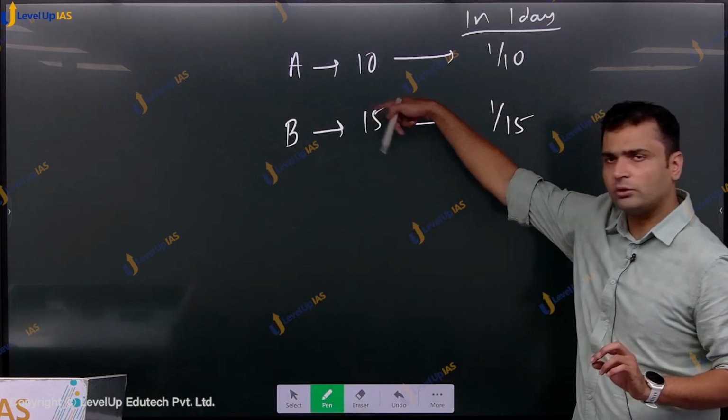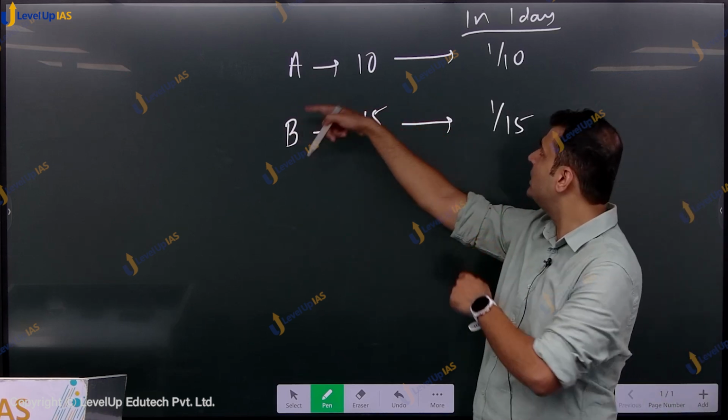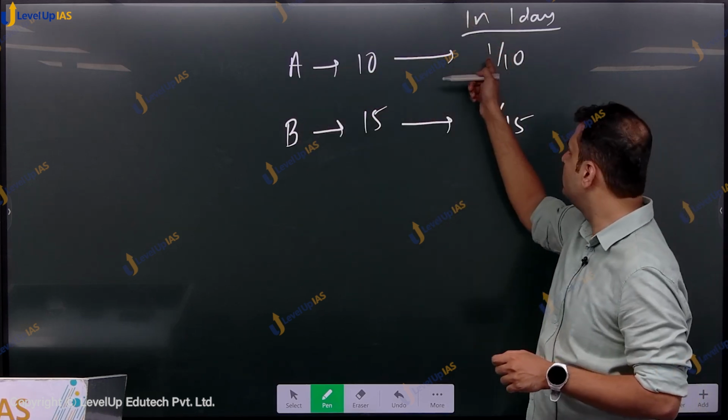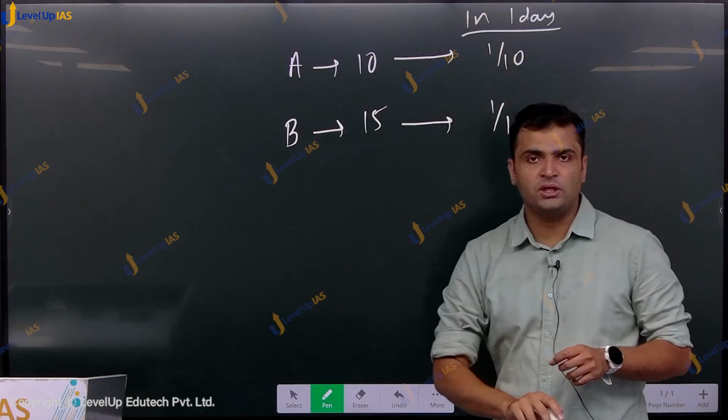One person. So here we have A and B. In one day, how much work will they do? He will do 1 by 10 work. He will do 1 by 15 work.